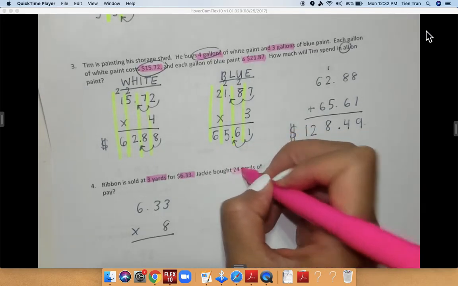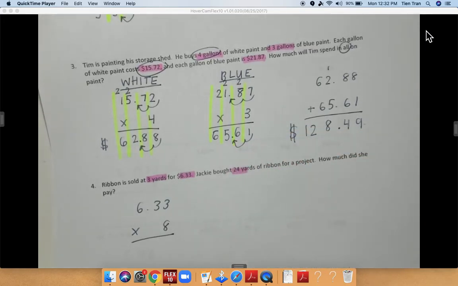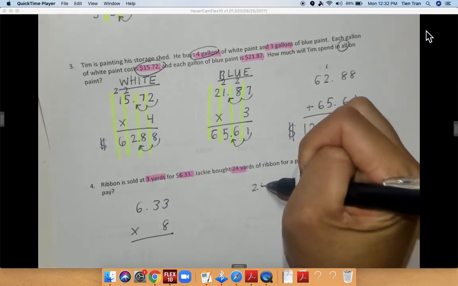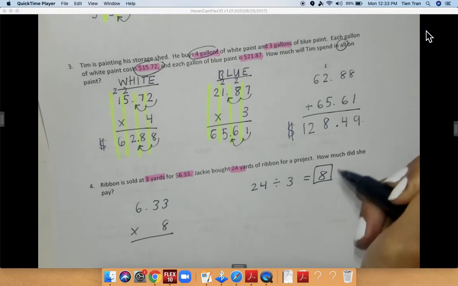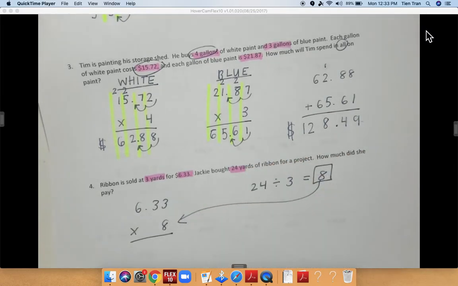Okay. Now the last problem, it says right here that ribbon is sold at 3 yards for $6.33. Jackie bought 24 yards of ribbon for a project. How much did she pay? So we know that for 3 yards, it's equal to $6.33. Okay, but I know that she bought 24 yards. And 24 yards divided by 3 is going to give you 8. So this number 8 is where I am getting this number 8 from.